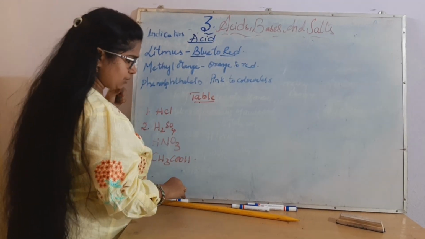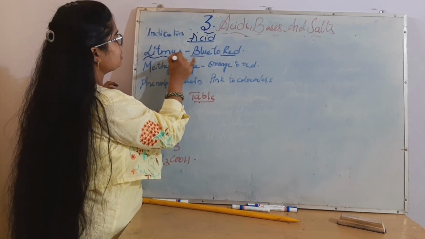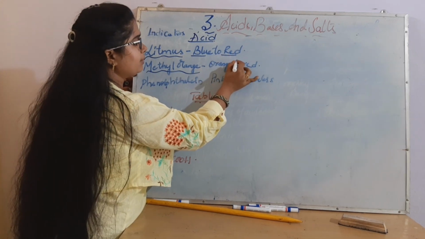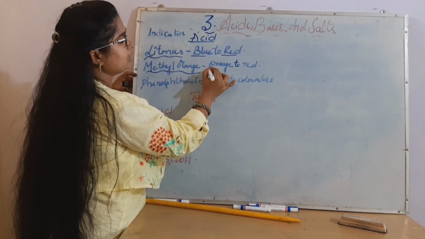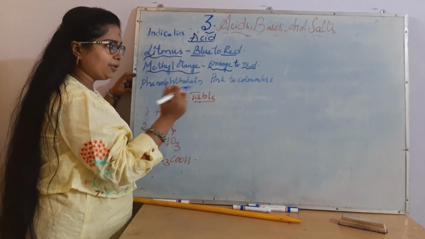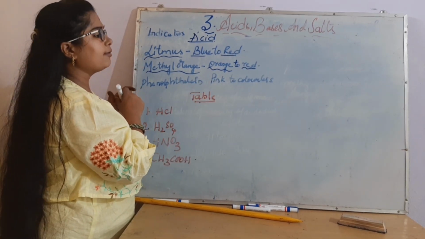Methyl orange, what happens to this methyl orange then? It is also one of the indicators, and it will be in the form of a solution. It will be orange, isn't it? It turns red in color when you put it in the acid, immediately it changes to red.